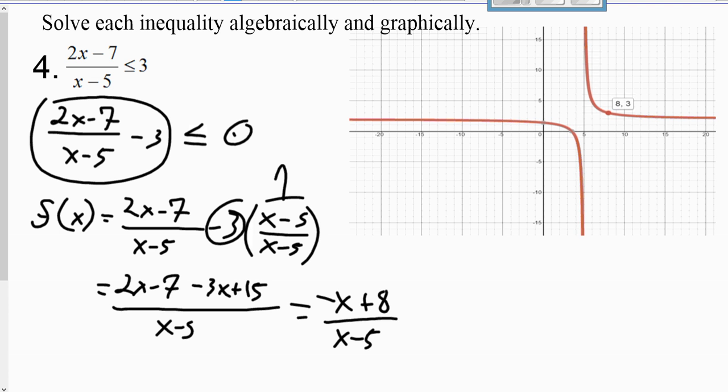So when we set up our intervals for rationals, we don't only want to include the zeros, but we also want to include anywhere where we have issues with our domain, or where we get our vertical asymptotes.